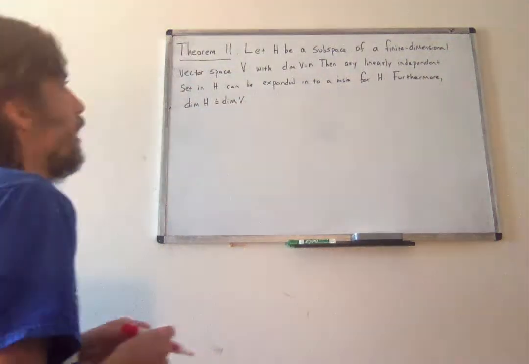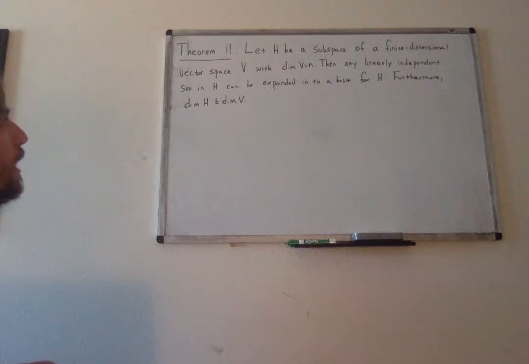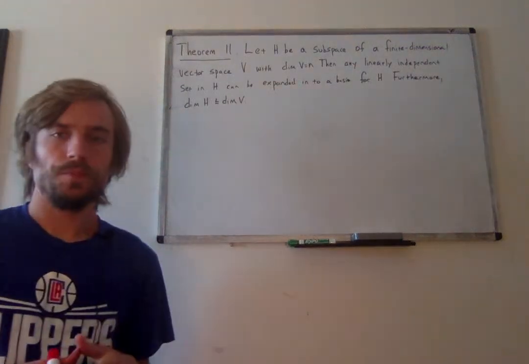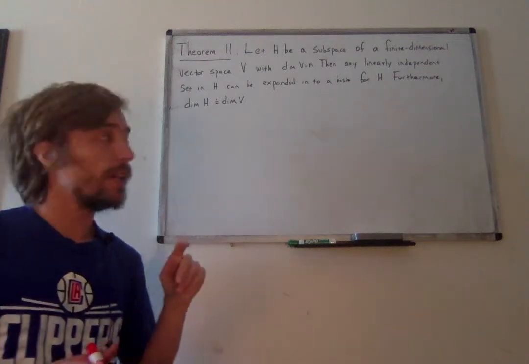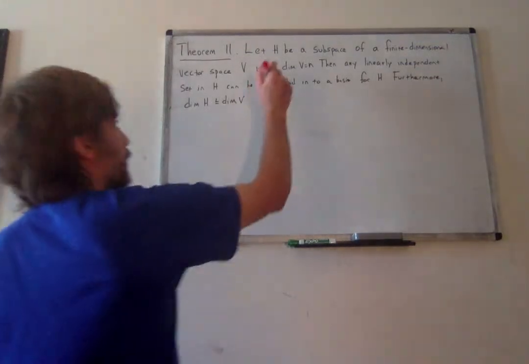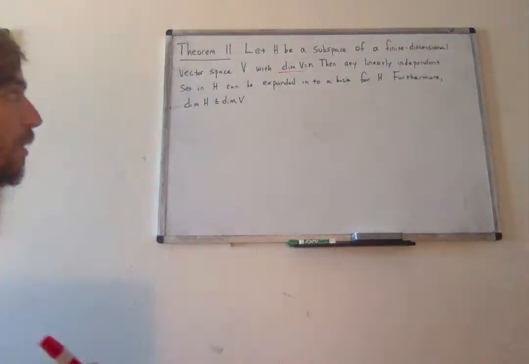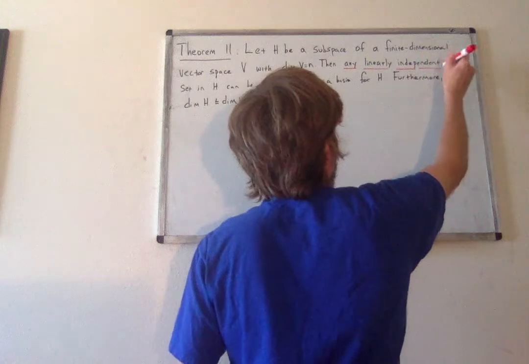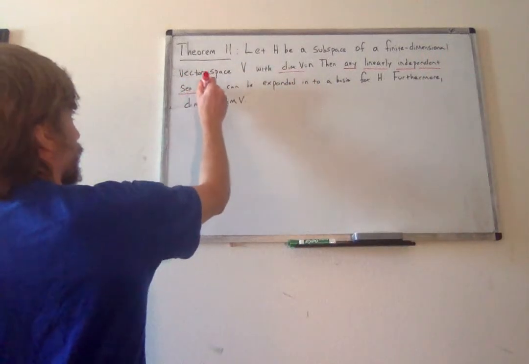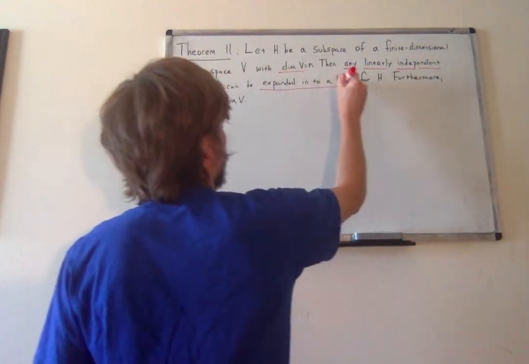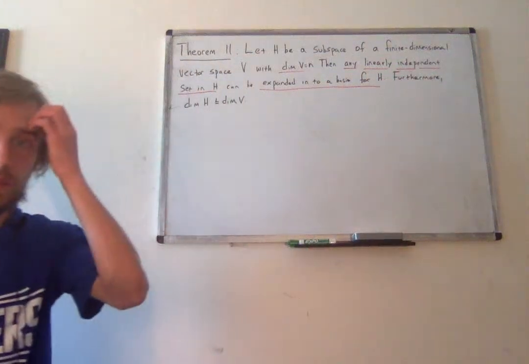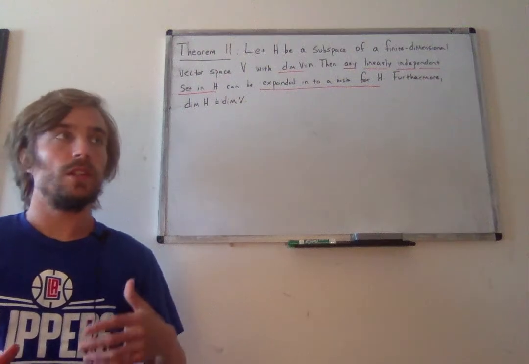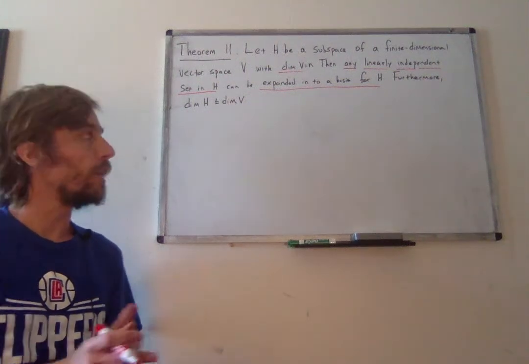Anyways, we've got H, which is a subspace of a finite dimensional vector space V. Here finite is really important. I'll talk about why in a second. And we're assuming that V has dimension n. Then what we say is that any linearly independent set in H can be expanded into a basis for H if it already isn't one, right? So certainly if you have a linearly independent set in H that is a basis for H, then it can be expanded into a basis for H.